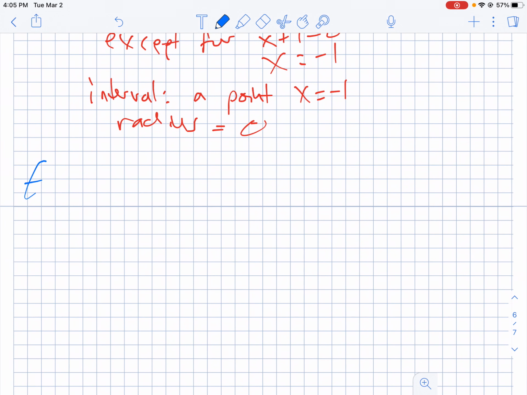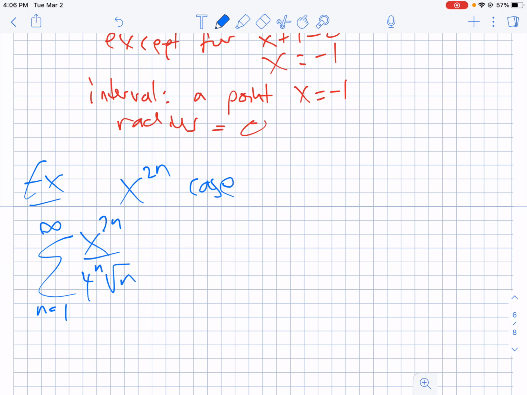Okay, the only other case I want to work with is what happens if you have an x to the 2n or an x to the 3n, because something a little weird is going to happen here when you do the ratio test. So let's suppose you have this series, and again, we're going to be trying to find the interval of convergence for x to the 2n over 4 to the n times the square root of n. And I'm going to ask you to find the interval of convergence.